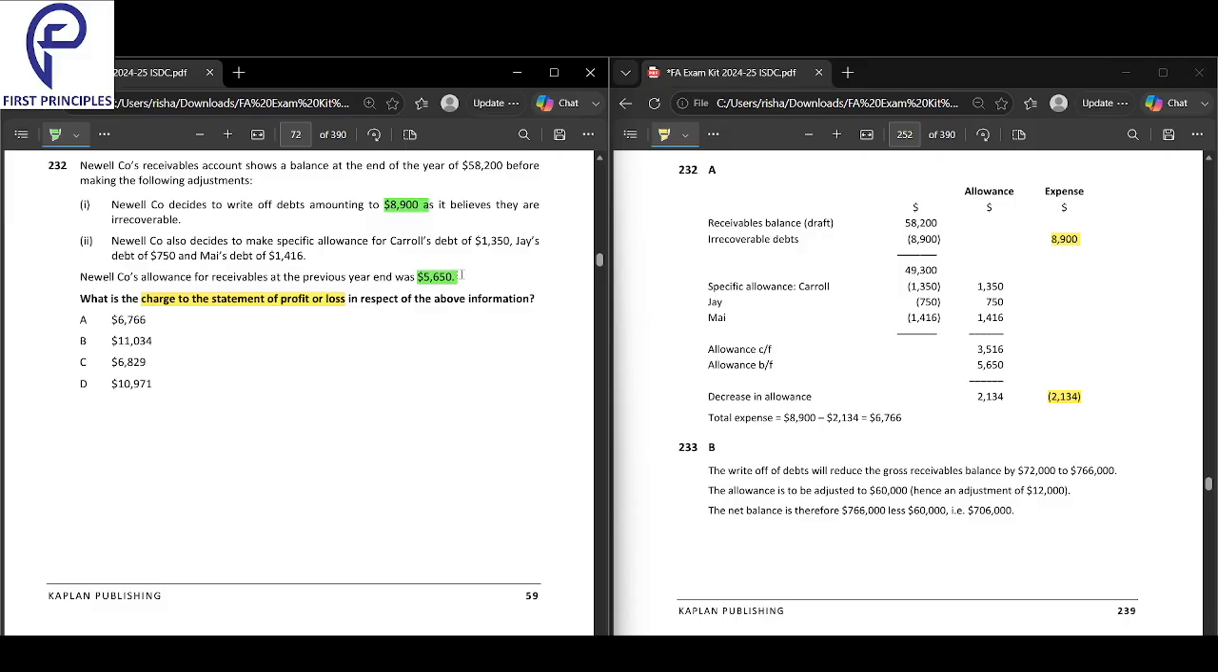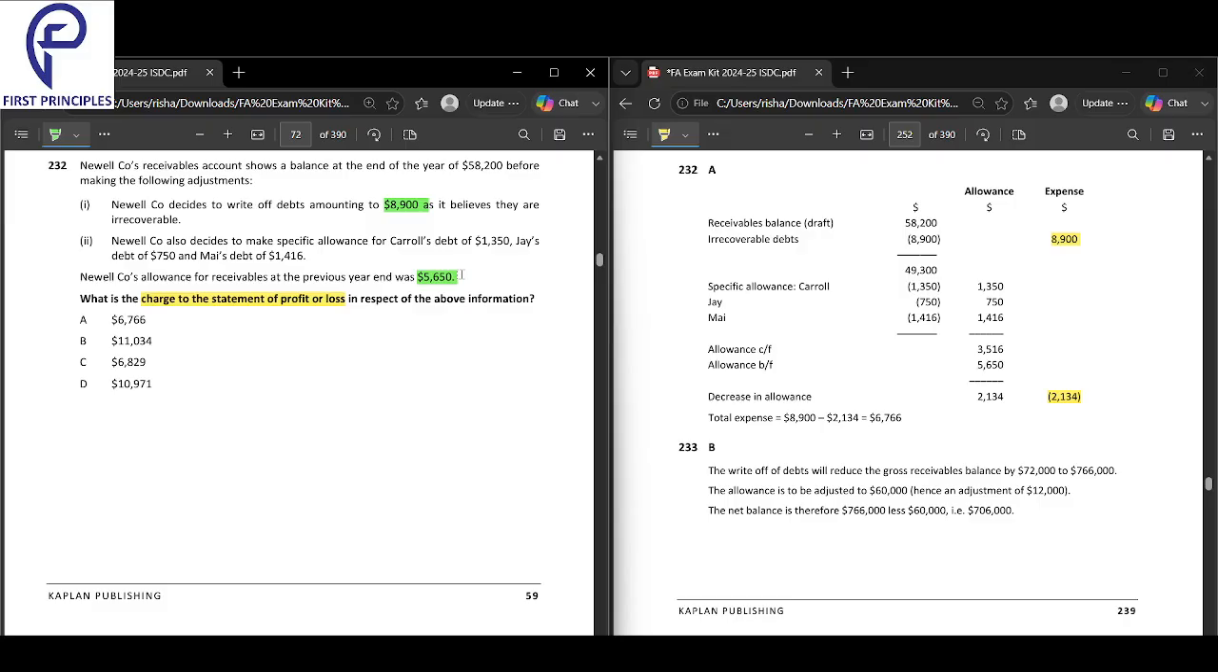What is our opening allowance? 5650. So we have the opening; we will find the closing. And then once we find the difference, we will know how much it increased or decreased. If it increased, we will add it to the irrecoverable debt. If it decreased, we will subtract it from the irrecoverable debt. What has happened to the allowance? Has our allowance gone up or has it gone down? Those are the two expenses.